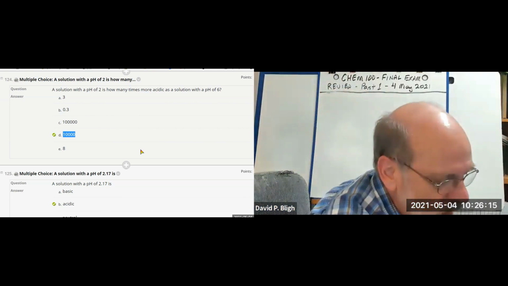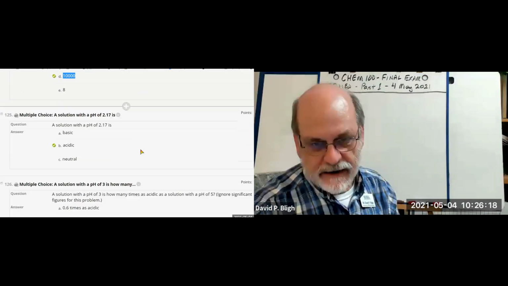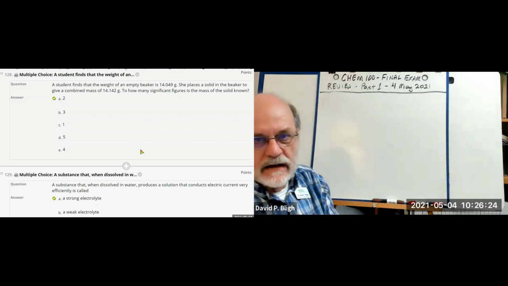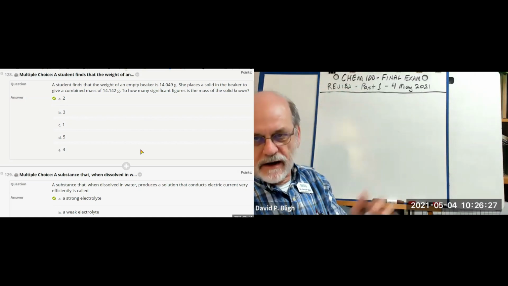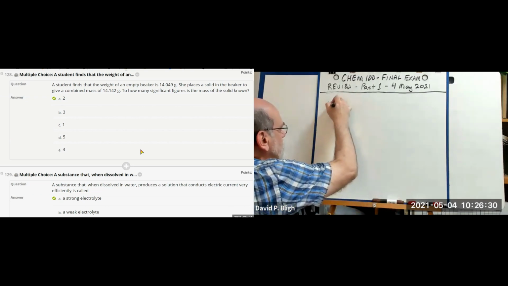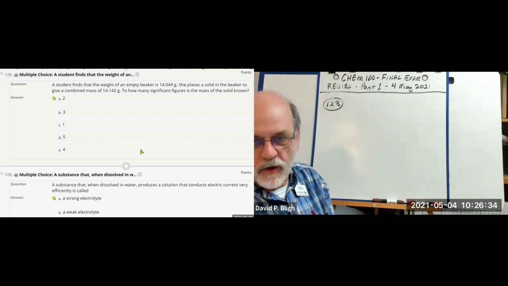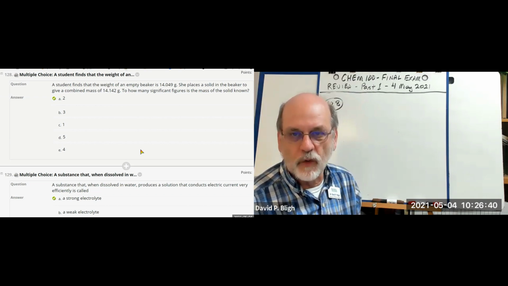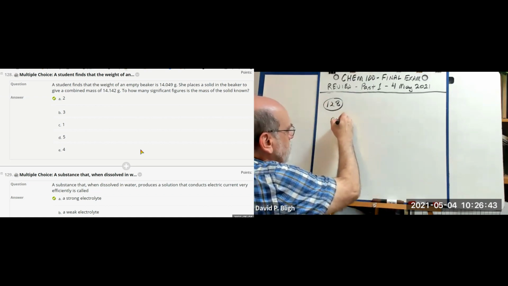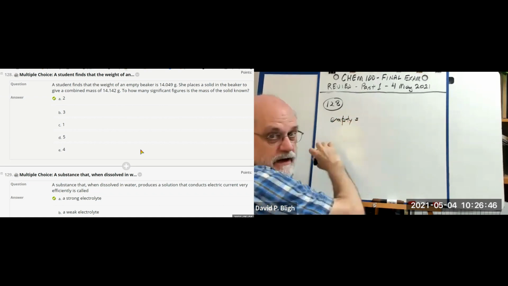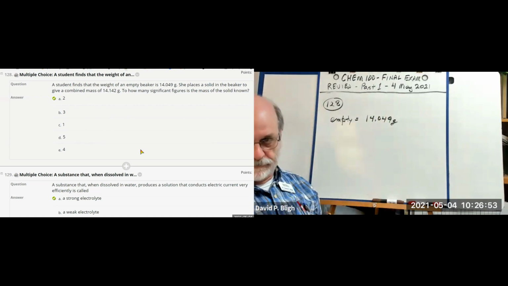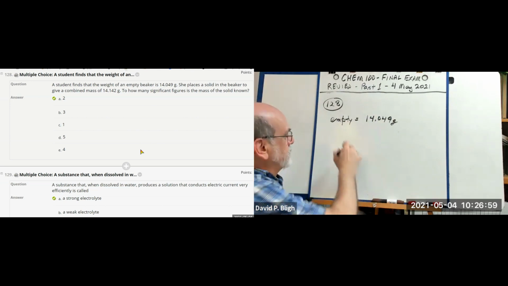All right. 128 is next on my list. Okay. Oh, this is a significant figure problem. Okay, what are we given? Well, let's see. A student finds that the weight of an empty beaker is 14.049 grams. So the empty beaker is equal to 14.049 grams. Then she places some solid in the beaker, and the combined mass is 14.12 grams.